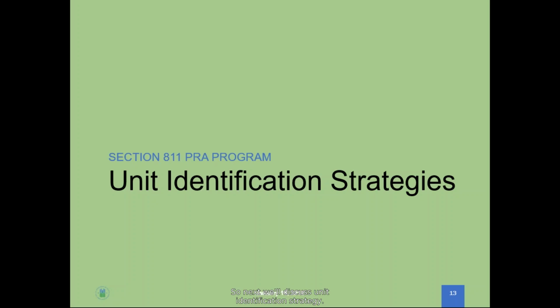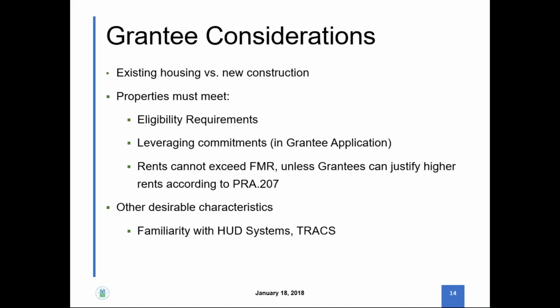So next, we'll discuss unit identification strategies. So this is how are you going to find those units? As discussed in the earlier slide, grantees can place 811 PRA units in either existing housing or new construction. Grantees have found that both have their advantages and disadvantages.